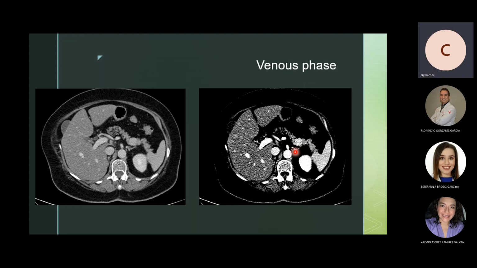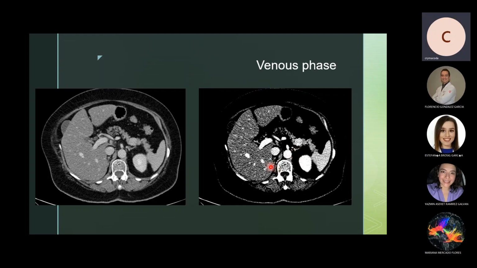In the venous phase, we have two images in axial view. In the venous phase, we find the same lesion, but with less enhancement after the administration of contrast material, in the tail of the pancreas.